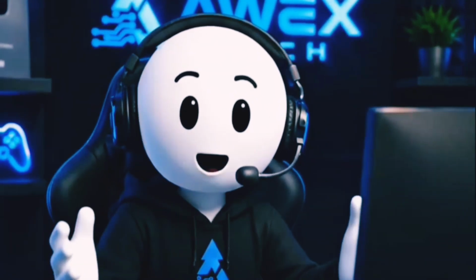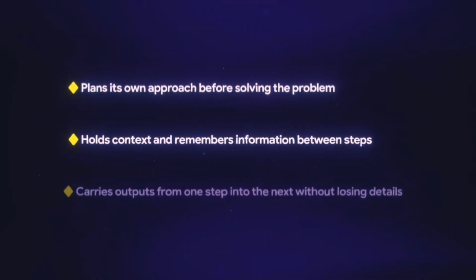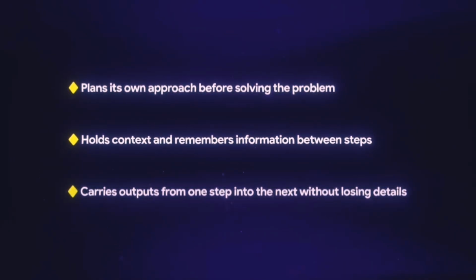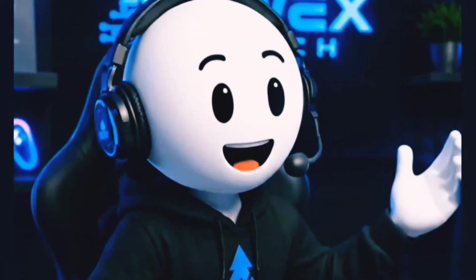On GPT 5.5, you can skip all of that and give it the entire job in one prompt because the model is better at planning its own approach, holding context between steps, and carrying the output from step 1 into step 2 without losing anything. I'll show you what this looks like with a document task.